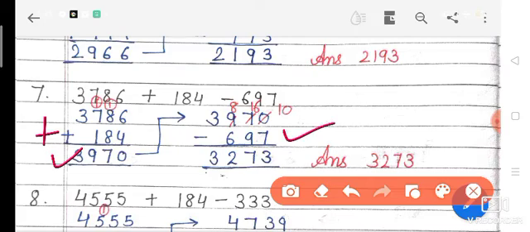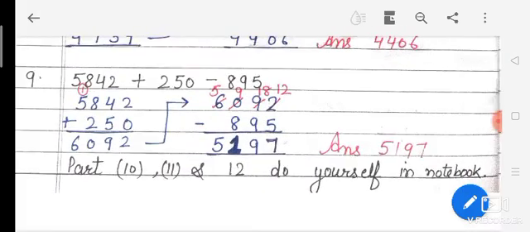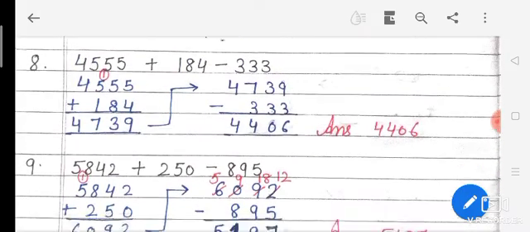So 10 minus 7 is 3, 6 minus 9 we cannot do, so make it 16. Okay, and left with 8, 8 minus 6, 2, and left with 3 here, same way, 3273. Okay, so last parts are also same way, you have to solve.